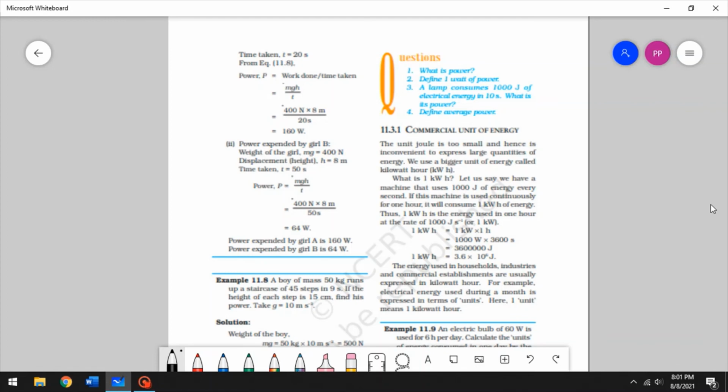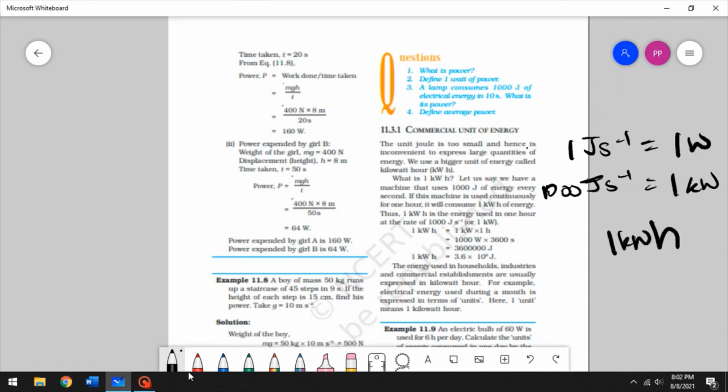Alright, so 1000 joule per second is 1 kilowatt, because 1 joule per second is 1 watt. 1000 joule per second is 1 kilowatt. Alright, so if you take 60 minutes, that is 1 hour. So 1 kilowatt hour, that is 1 kilowatt for every hour.